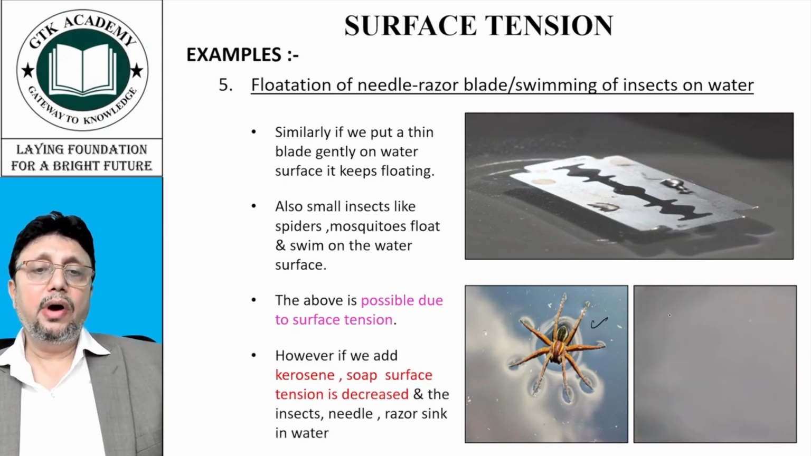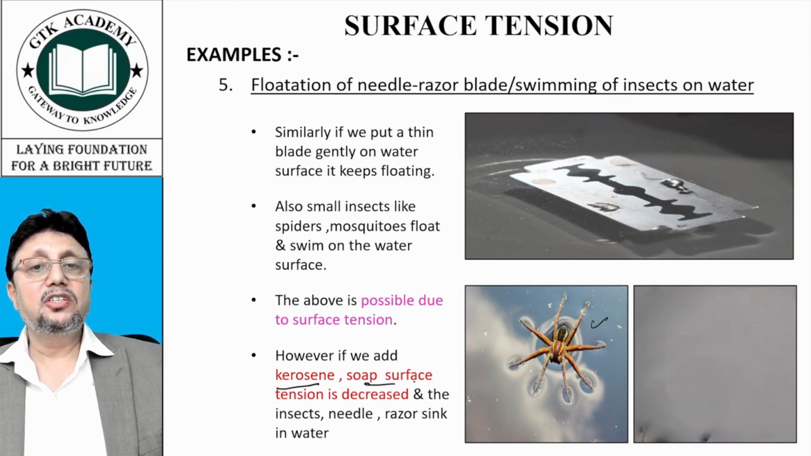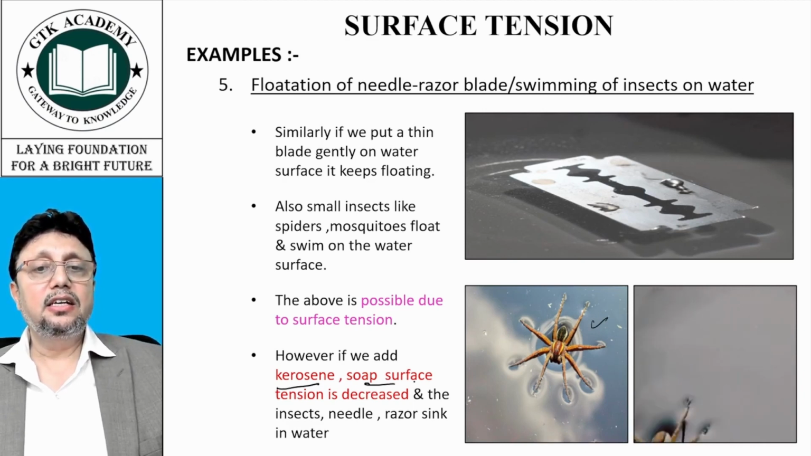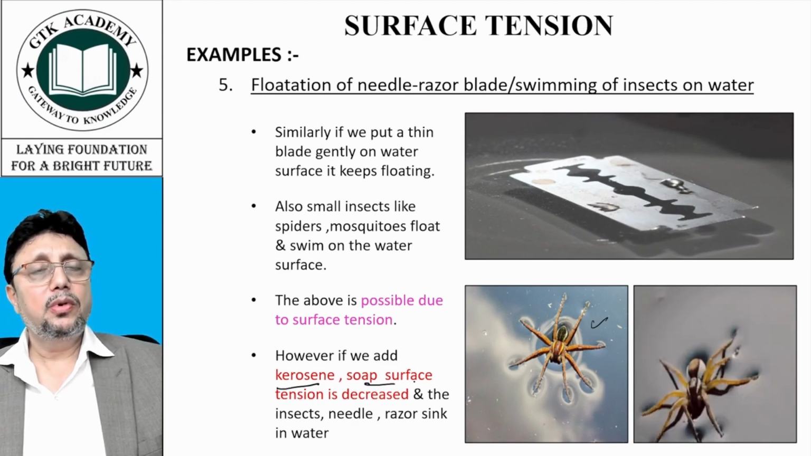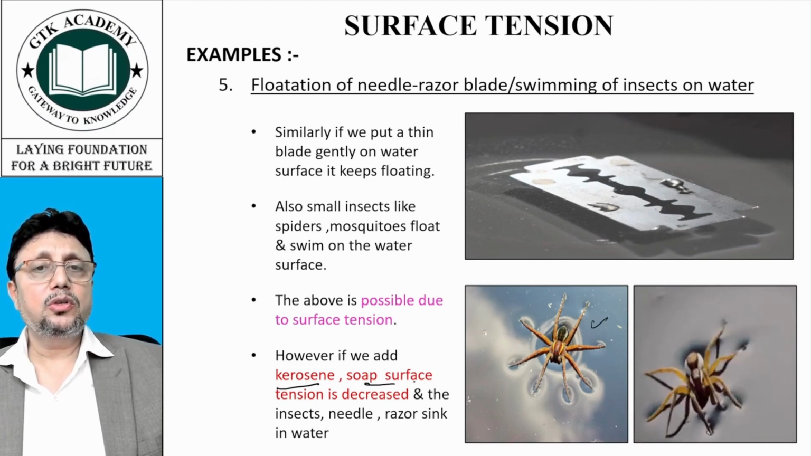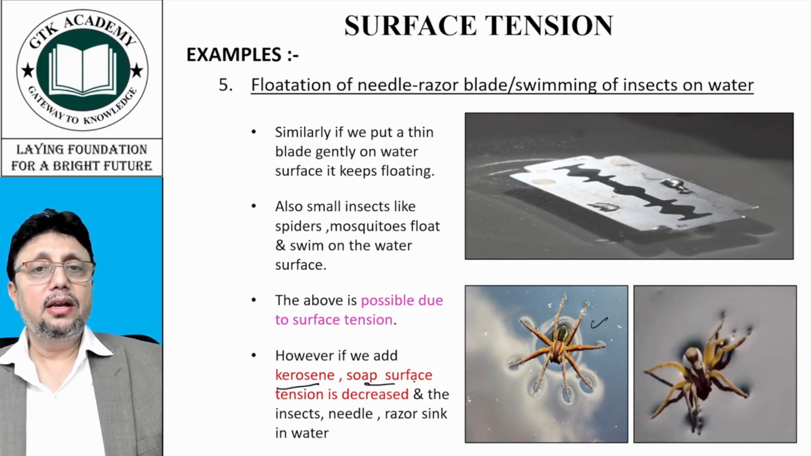But if you add some kerosene or soap, surface tension is decreased, and this insect, needle, or razor, they sink in water. That is what we do when we try to eliminate these mosquitoes which are breeding inside open water. At times you see these mosquitoes breeding there. So we put kerosene or soap, and they will all sink inside because surface tension decreases. And then this membrane is not able to hold their load.